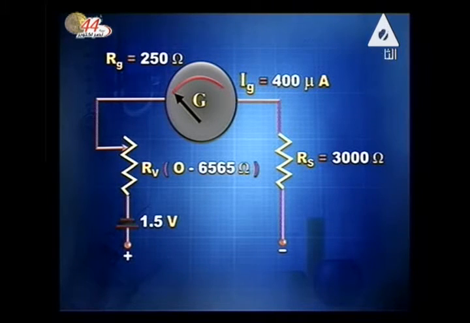So it consists of a microammeter, a galvanometer, having resistance 250 ohm, and gives a full scale deflection for a current of 400 microampere. Also, we have a 1.5 volt cell, a standard fixed resistor of 3000 ohm, and a variable resistance ranging from 0 up to 6565.